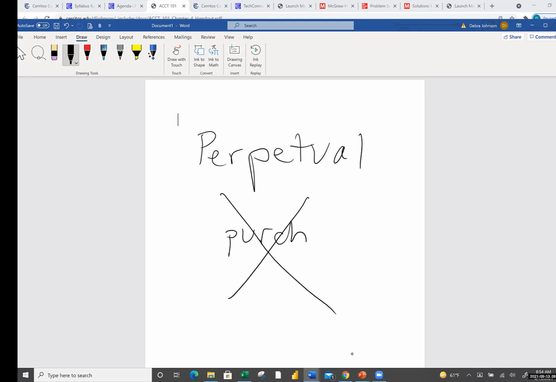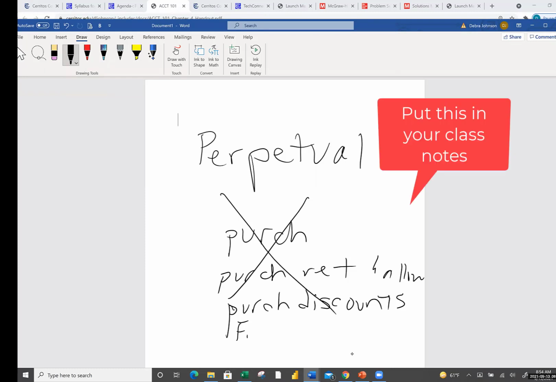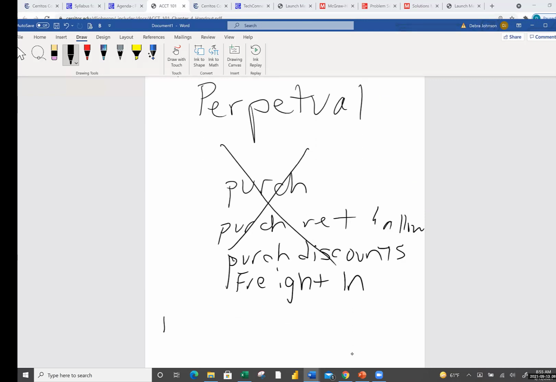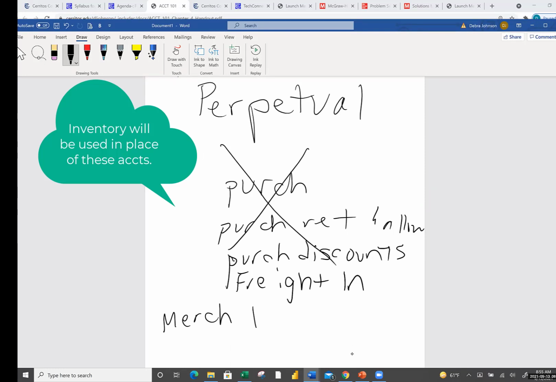So purchases is gone. Purchases returns and allowances is gone. We won't be using it anymore. Purchases discounts is gone. We won't be using it anymore. And freight-in is gone. We won't be using it anymore. So all those accounts that you learned about in a periodic system, they're all gone, because they're going to be replaced by merchandise inventory.